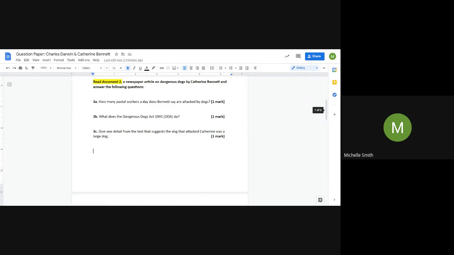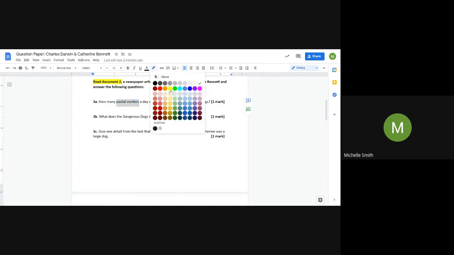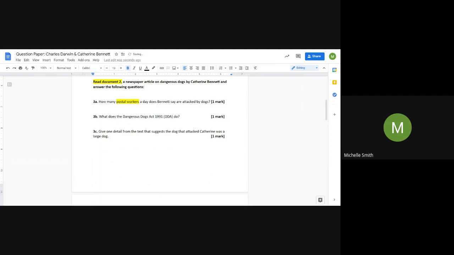Okay, so let's have a look. Personally, I look at the question first, then I read the document. It is entirely up to you how you want to do it. If I look at question 3A, it says, how many postal workers a day does Bennett say are attacked by dogs? So just like we did for question 1, I'm going to highlight some keywords in the question that I could scan for in the text. I think dogs is probably going to be quite a common word in there, but attacked might be one I could look at, and also postal workers.